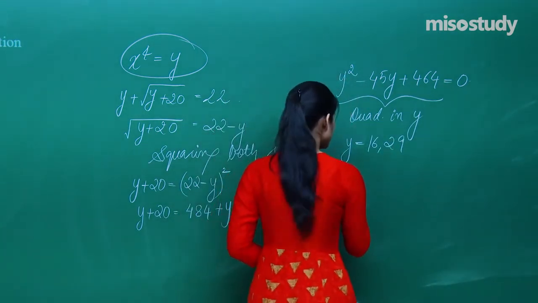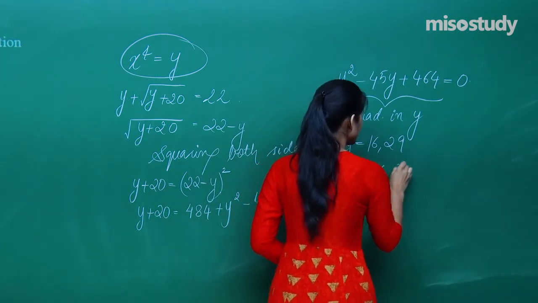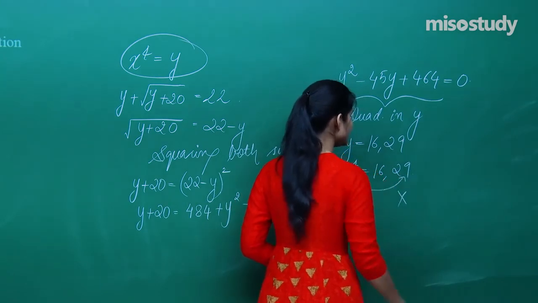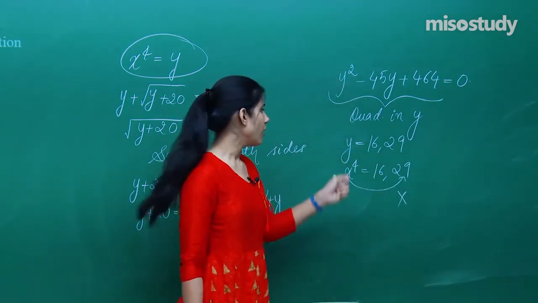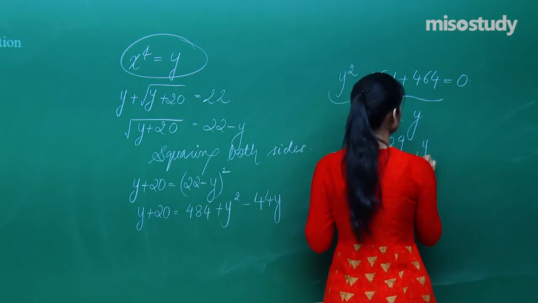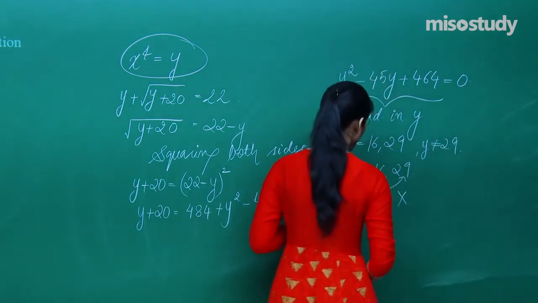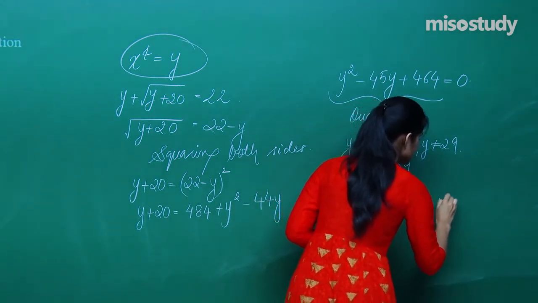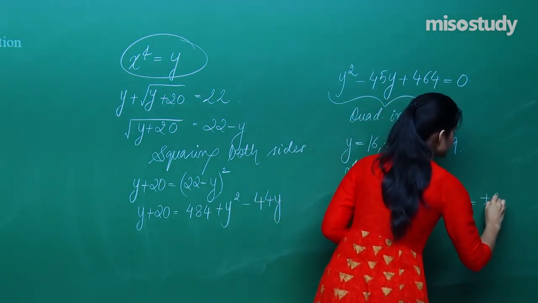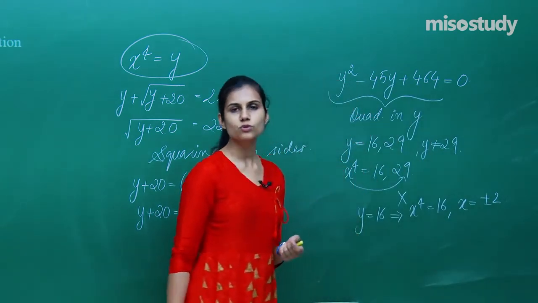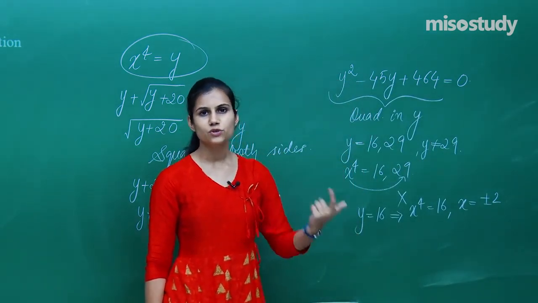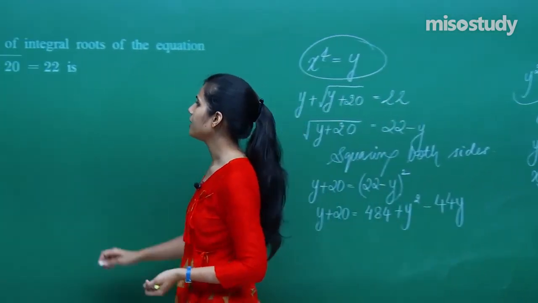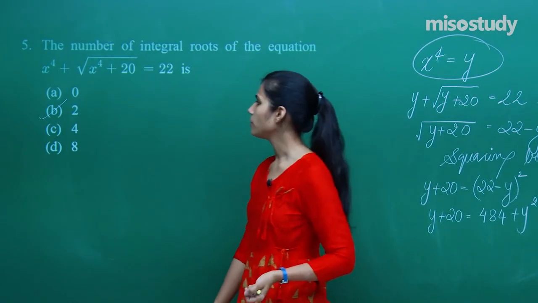But y, remember, is nothing but x to the power 4. It is coming out to be 16 and 29. Is there any x for which x to the power 4 is 29? No. Therefore, y cannot be 29. All y can be is 16, which means x to the power 4 is 16, which means x is plus or minus 2, because plus 2 to the power 4 is 16, minus 2 to the power 4 is 16. So x can assume two values, plus and minus 2, among which one is given in the options, and therefore that is correct.